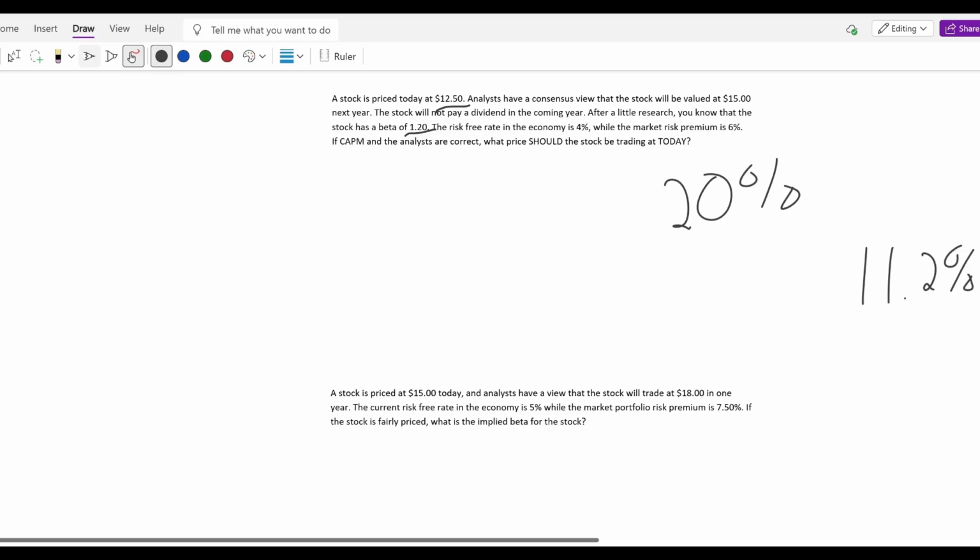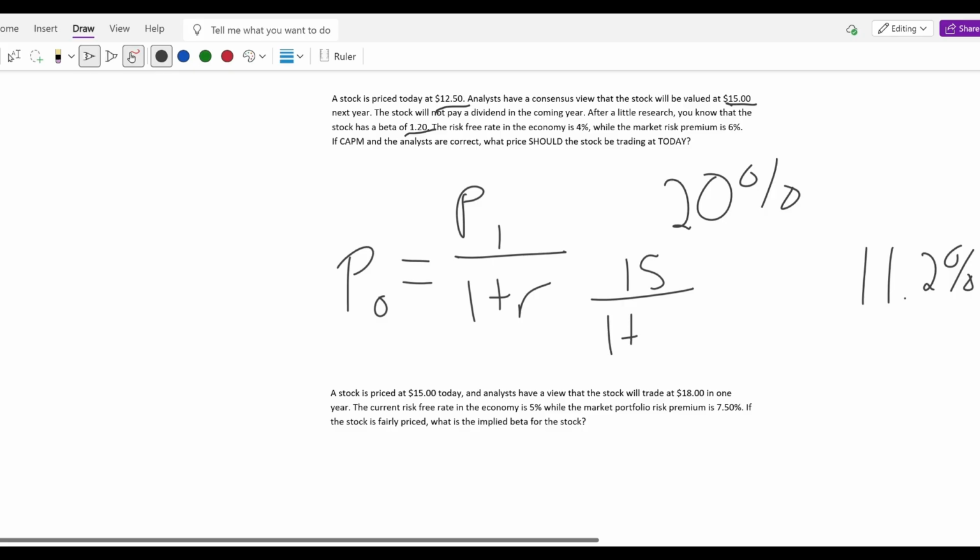The price formula: the price at P0 right now equals the price at P1, which is one year out, over 1 plus your R, which is your required rate. P1 is 15, so 15 over 1 plus 0.1120. If you put that into your calculator, that leaves you with $13.49 as your final answer. This is the price that the stock should be trading at today.